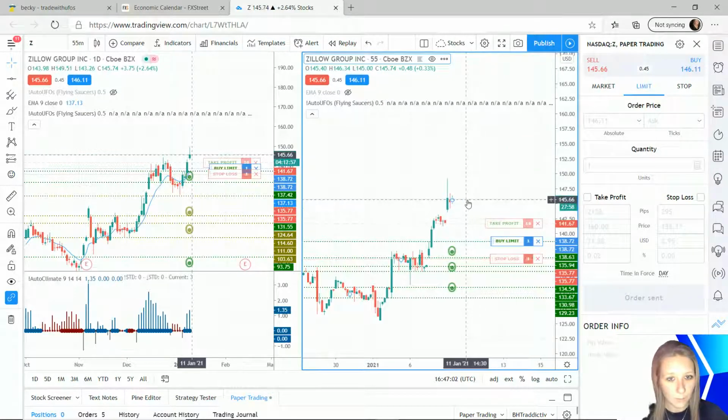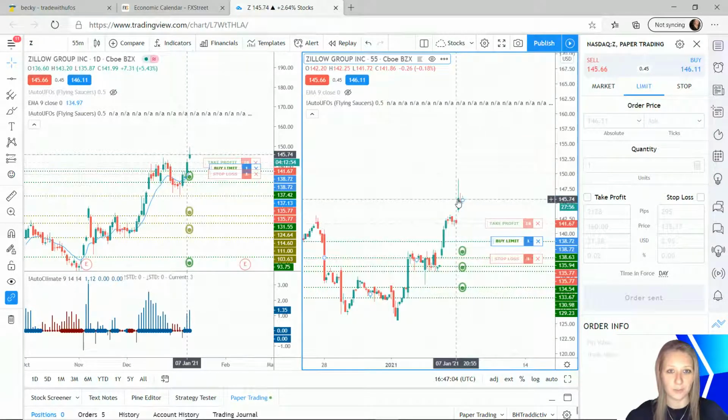So that was a trade start to finish, going from answering question number 1, which is what do we do? Do we buy, sell, or do nothing? Through to question number 2, where do we buy if we're going to buy? Where do we sell if we're going to sell? How do we do that? What's the technology that we're going to use? So we've used AutoClimate to help us answer question number 1. We've used AutoUFOs to help us answer question number 2 and the EMA value.